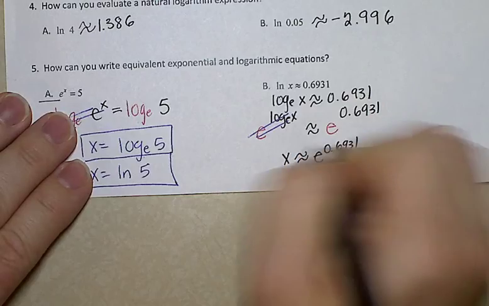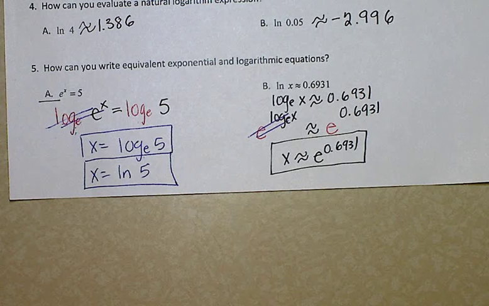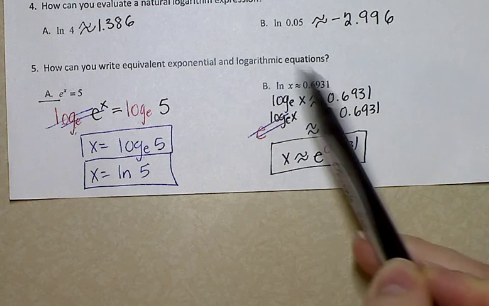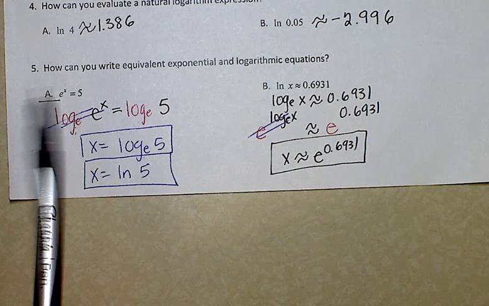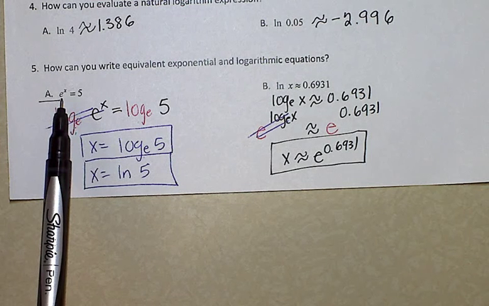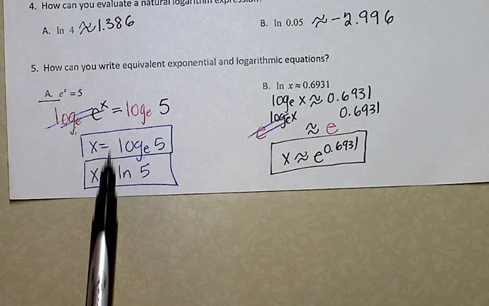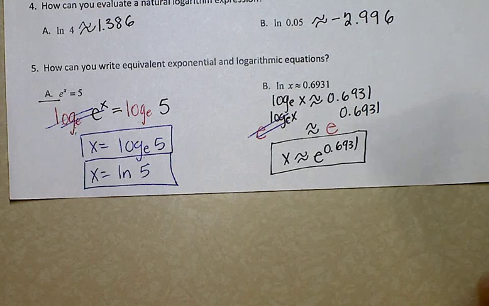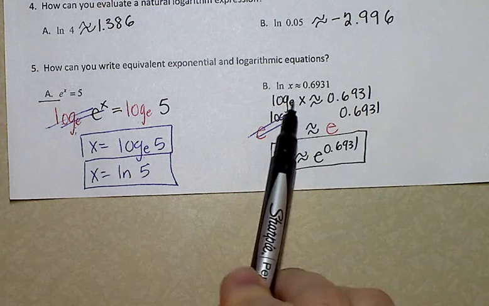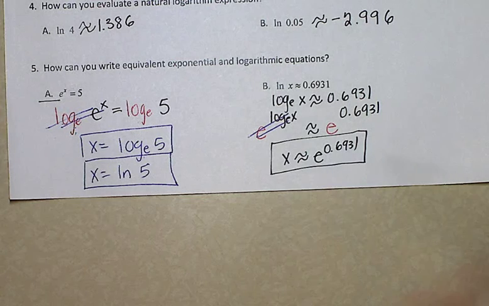Remember, you're not asked in this part to solve, just to rewrite it. So rewrite it from exponential to logarithmic or logarithmic to exponential. Let's check again. We started in exponential with the natural base. We ended in logarithmic with natural base. We started with logarithmic natural base. We ended with exponential natural base. Flip over.